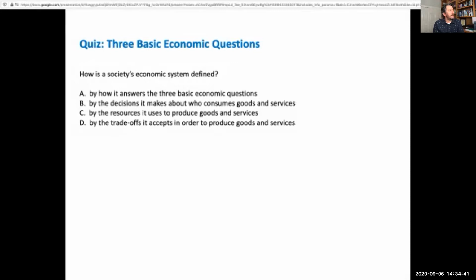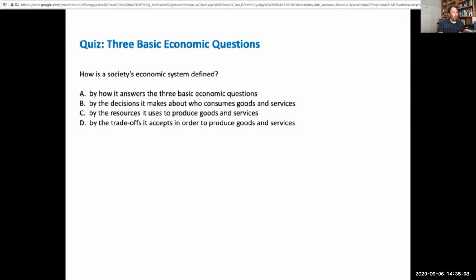How is a society's economic system defined? By how it answers the three basic questions, by the decision it makes about who consumes the goods and services. Remember, that's the third question. By the resources it uses to produce the goods and services. That's more like the second question. By the trade-offs it accepts in order to produce goods and services.